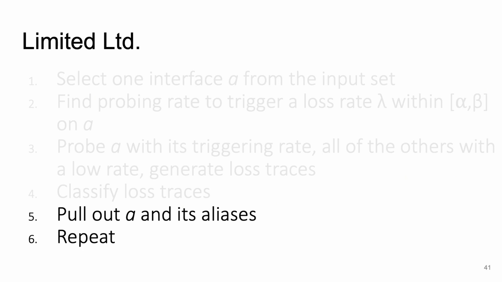So with this random forest classifier, what we're doing is that we have those loss traces. We input the loss trace features into the classifier, and then it outputs A and the interfaces that it has inferred as being its aliases. And once we have this new set of aliases, we pull out A and its aliases from the input set. And then you just repeat the procedure until you have no more interfaces in the input set.